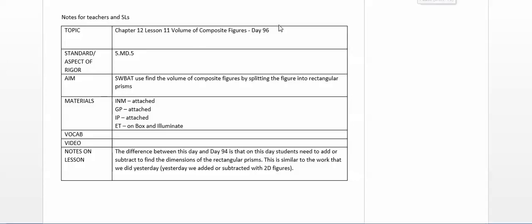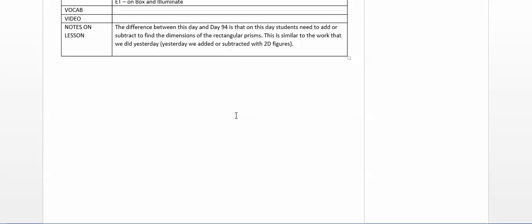All right, this is going to be our last day on volume. This is Composite Figures Volume 2. On this day, what makes it different is that we need to add or subtract to find the missing dimensions. That is not what we did on day 94. On day 94, all the dimensions were there. Sometimes we had to carry through the width throughout the entire figure, but today we're going to have to add or subtract lengths in order to find the dimensions of the separate rectangular prisms.